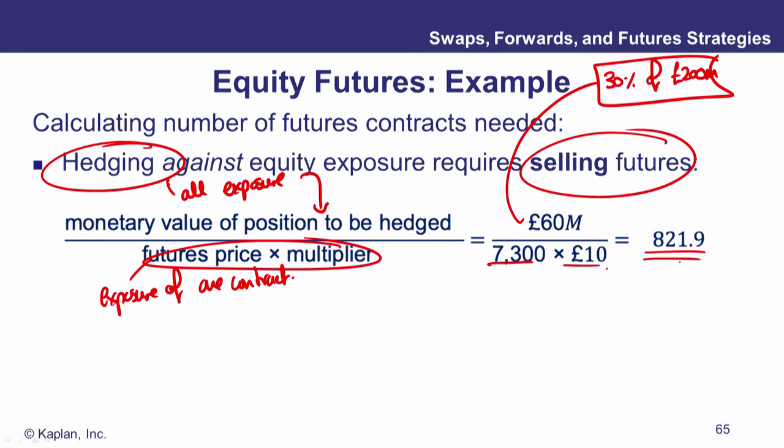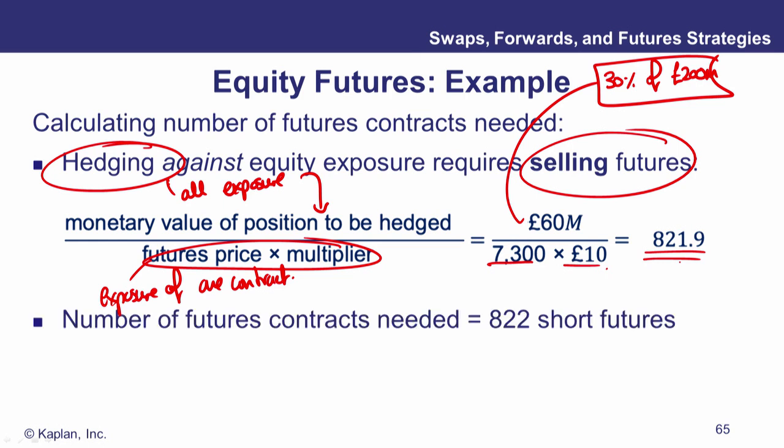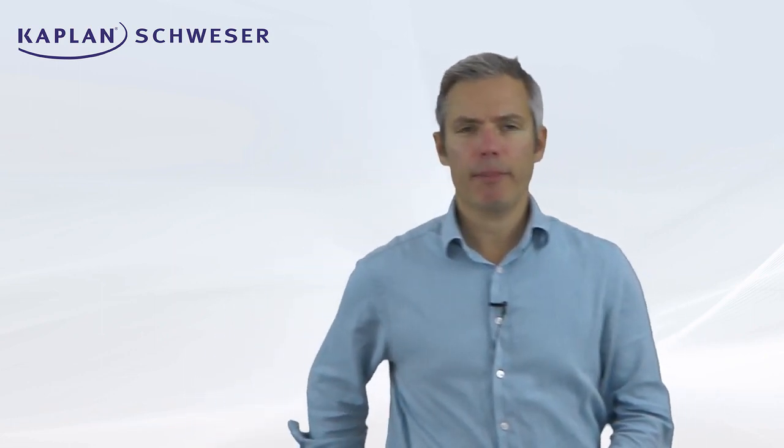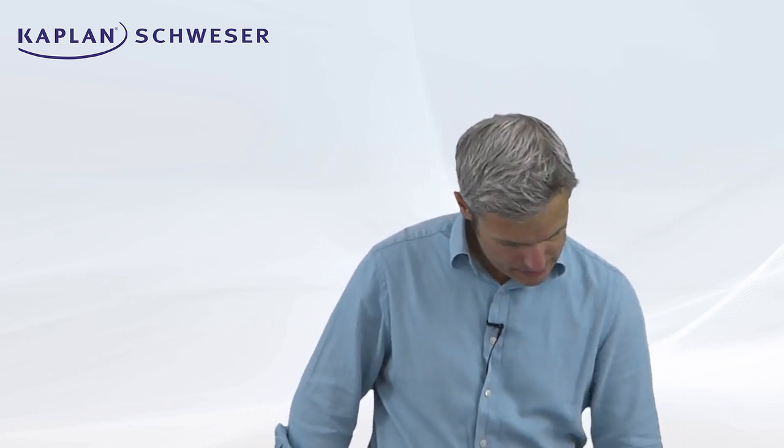That's the exposure we want to remove, a 30% hedge, and we're dividing that by essentially 73,000. So 821.9. Now, a theme that runs through all this derivative section when it comes to number of futures contracts is round to the nearest whole number to get the most accurate hedge or the most accurate change in exposure. So 822 is the number of futures contracts needed there. The reason why we round to the nearest whole number is because you can't trade a fraction of a futures contract.